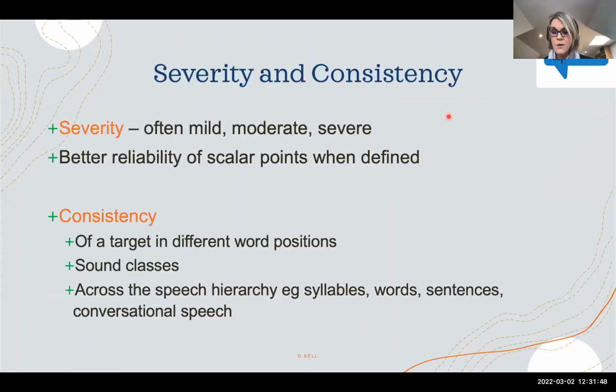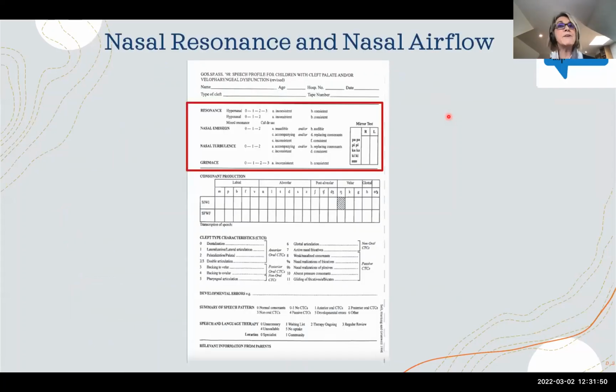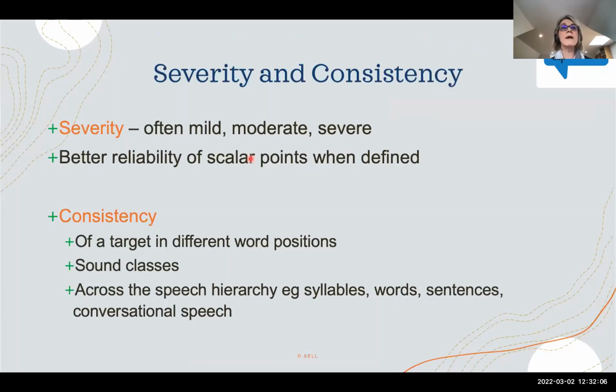So moving away from the speech sound disorder bit, the consonant production bit, which you've done down here, we're just going to look now at those parameters of resonance, emission, turbulence, and grimace, which Trina talked about last time. When we're assessing these, we do look at severity and consistency. So in terms of severity, they're often described as mild, moderate, severe.